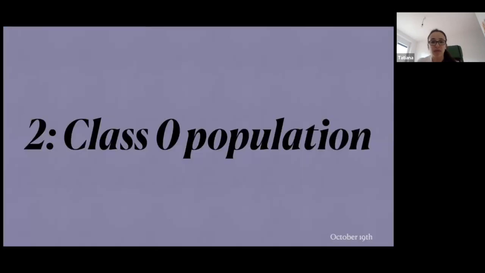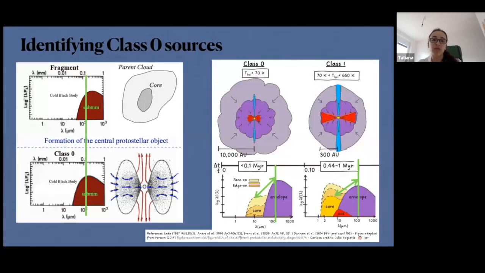Okay, so moving on to the second section of my talk about the class 0 population of Perseus, which is my current work mostly. So in order to identify class 0 sources from our current classification scheme, we expect that their SEDs will peak at about 100 microns. And this is because a very young core would still be embedded, and what we would see is mostly the radiation from the envelope around it.